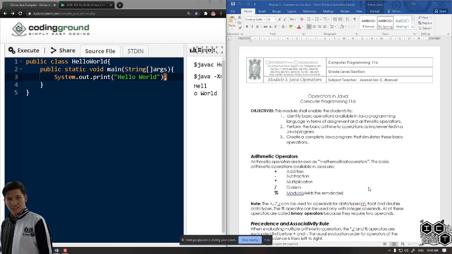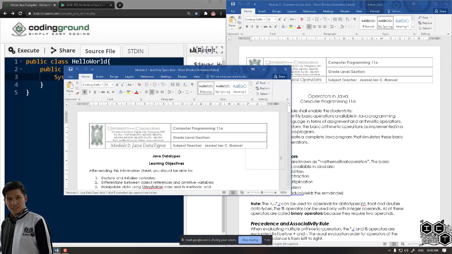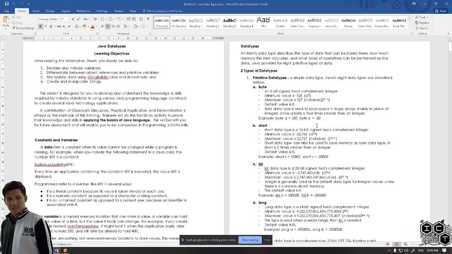Okay? Now, in Module 2, I was able to discuss there yung tinatawag naman natin na data types. Basically, those are just simply the data types na gagamitin natin while coding some particular parts in Java. Say, for example, ito.